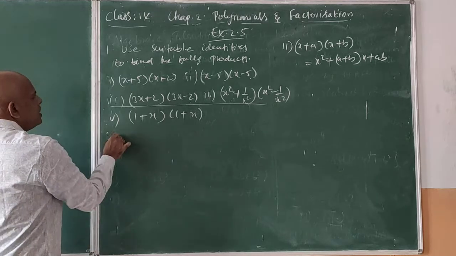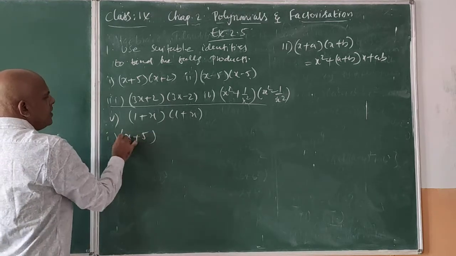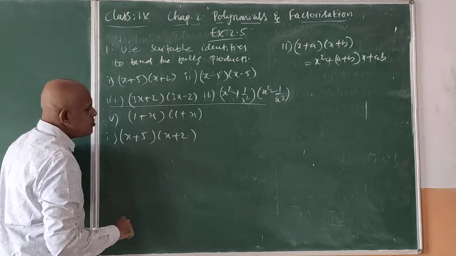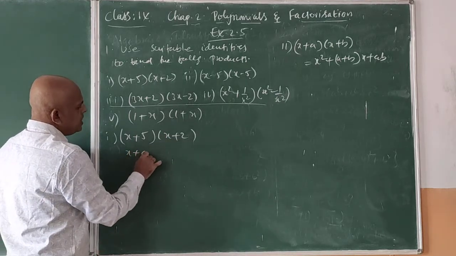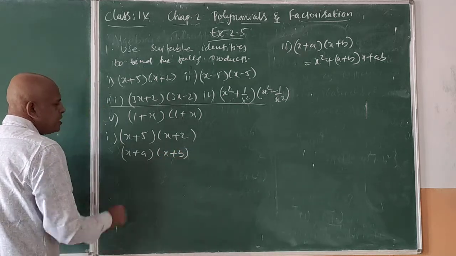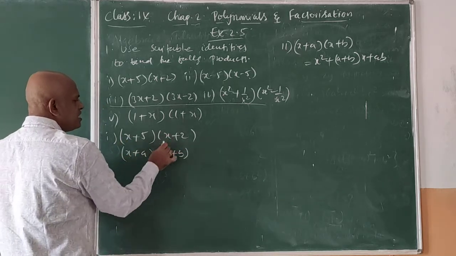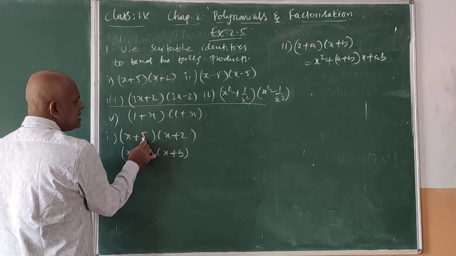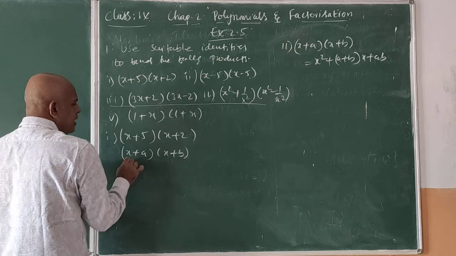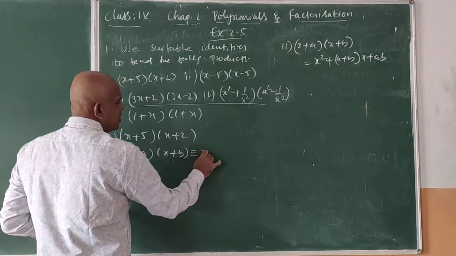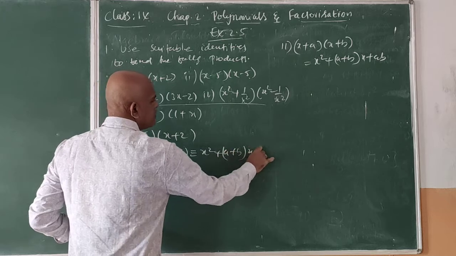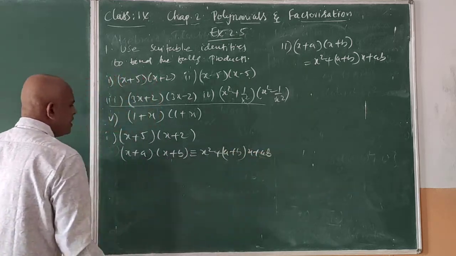So now the first one, x plus 5 into x plus 2. For this, the suitable identity is x plus a into x plus b. Here the first terms are the same, but the second terms are different. That's why this formula, that is, the algebraic identity x plus a into x plus b is equivalent to x square plus a plus b into x plus ab, that we have to apply.